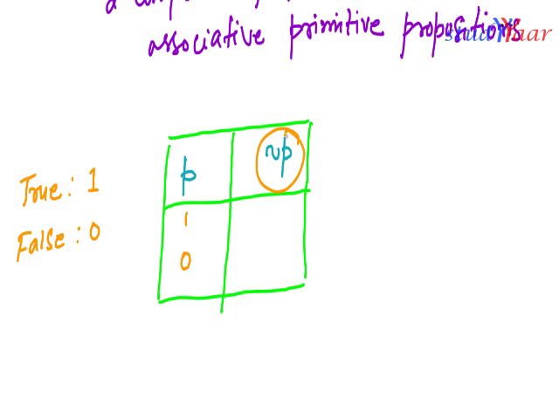Similarly, my negation of P in that case would be negation of true, which is false, and here it would be negation of false, which is true, okay. So this is your truth table for negation, okay. So this is the truth table for negation.